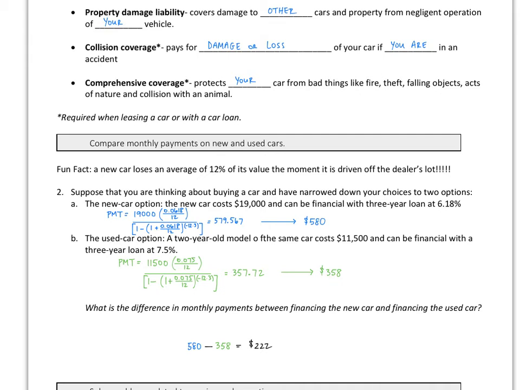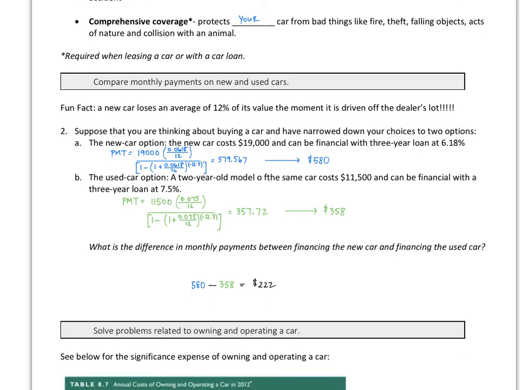So what is the difference in monthly payments between financing the new car and financing the used car? Well, it's a matter of $222. I'm simply subtracting $358 from $580. So that's a lot of money. If you multiply that by 12, you can figure out how much you're saving each year just by buying the used car versus the brand new car.